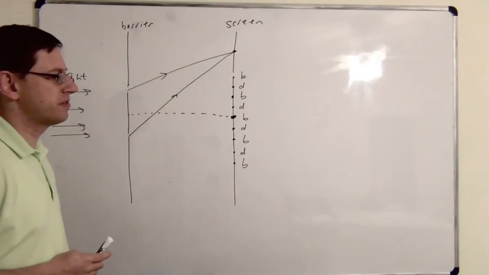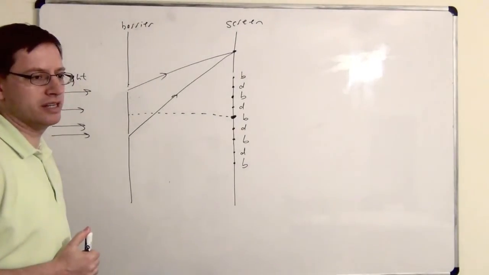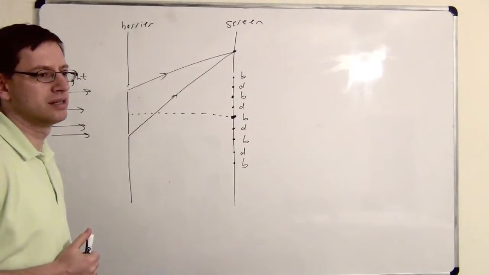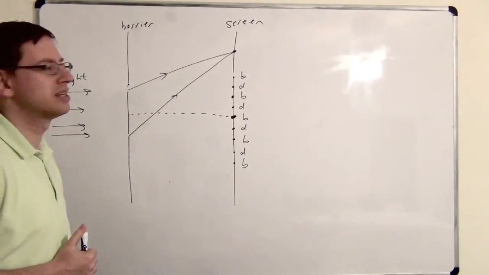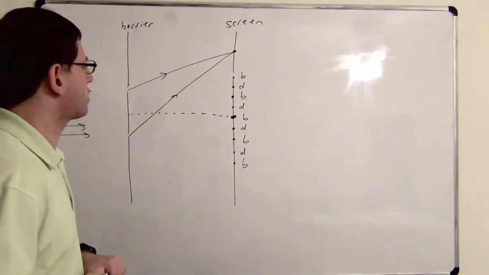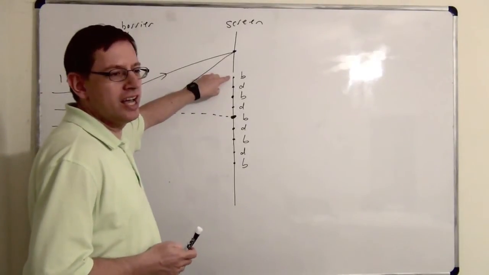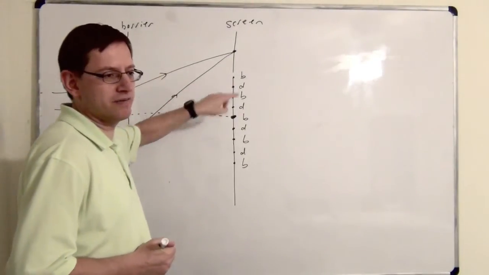So if it's constructive interference, what would we see on the screen? Light. And if it's destructive interference, what would we see? No light. Yeah, so what I was going for is, if it's constructive interference, you see a bright fringe, and if it's destructive interference, you would get a dark fringe.